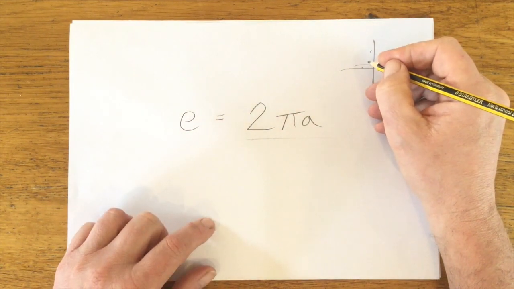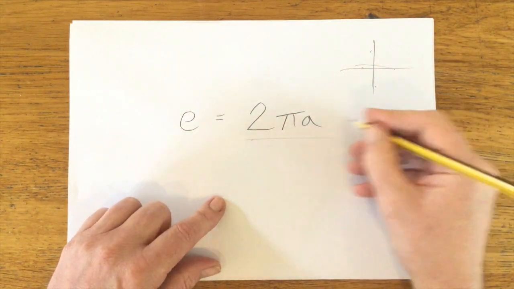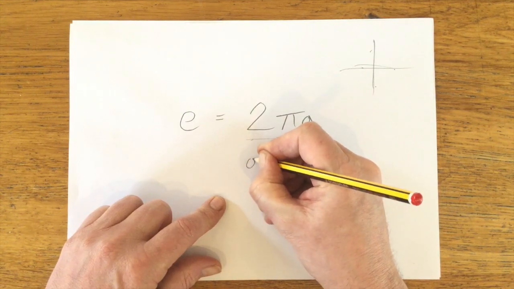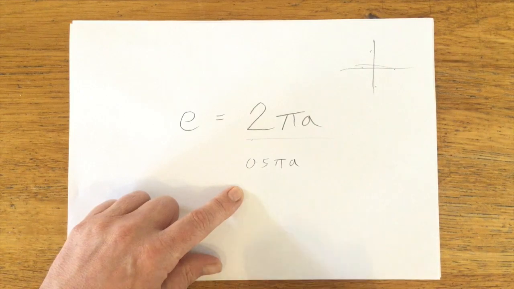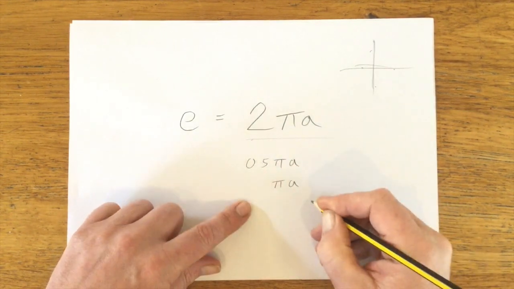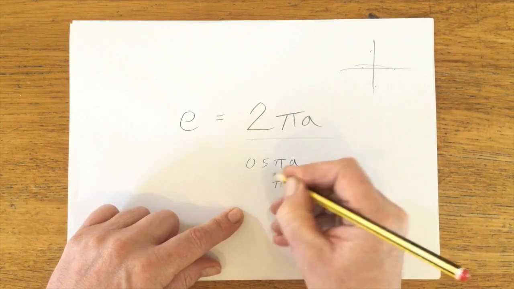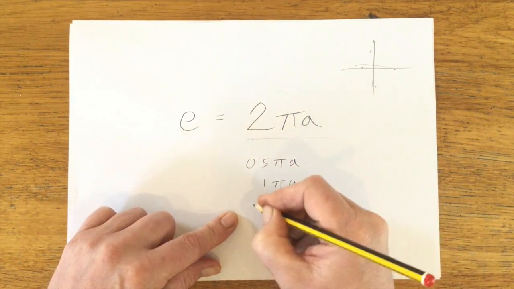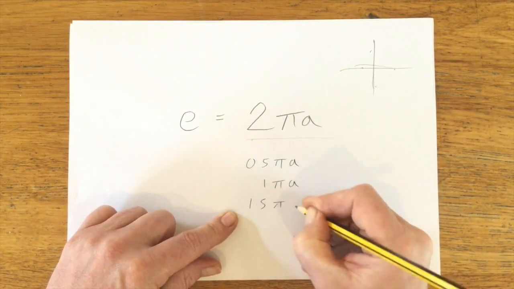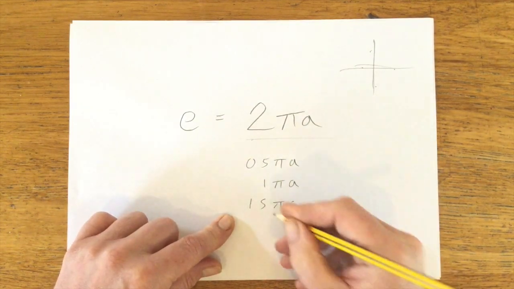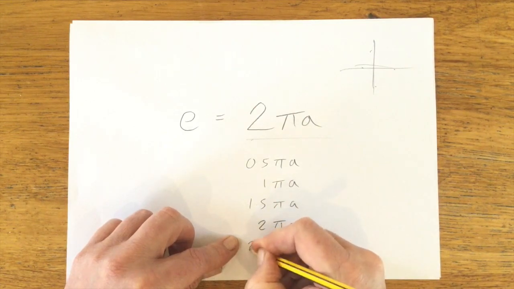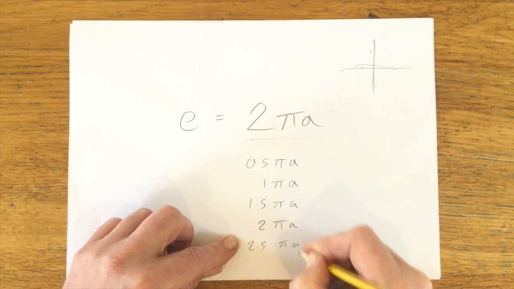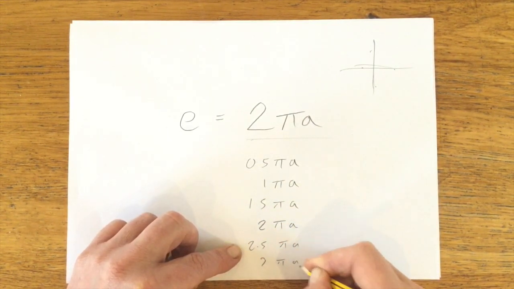So the first one is going to be 0.5 pi a, then pi a, which obviously is 1 pi a, but we don't count that. We've got 1.5 pi a, then we will have 2 pi a, and obviously 2.5 pi a, 3 pi a, and on and on. Let's make a start.